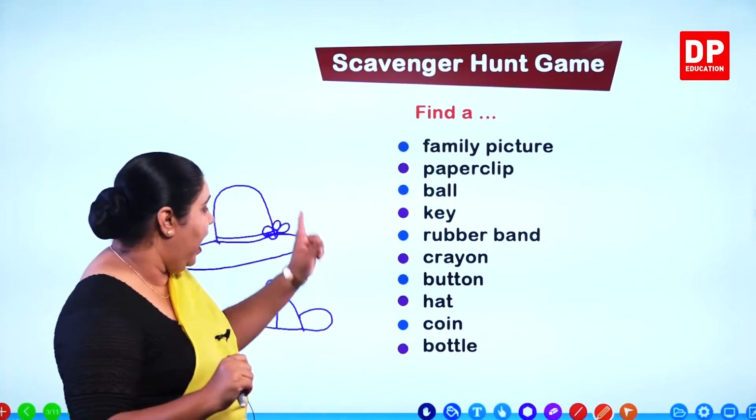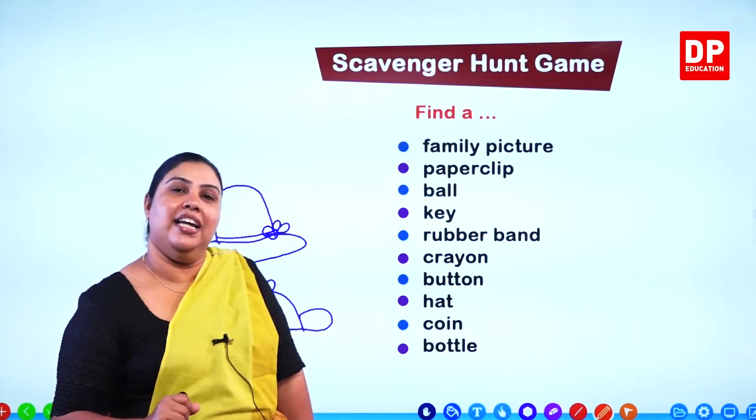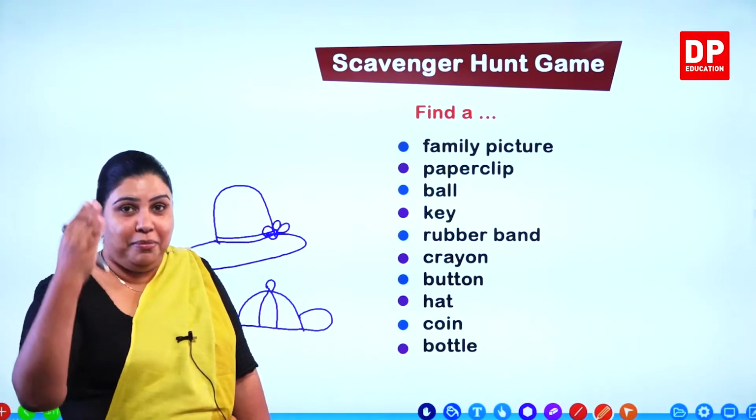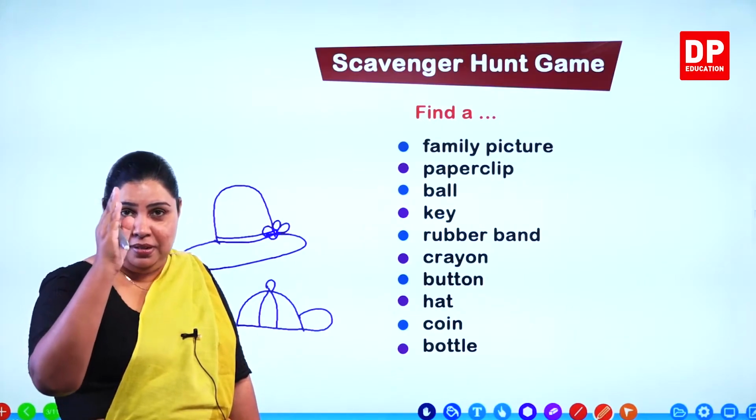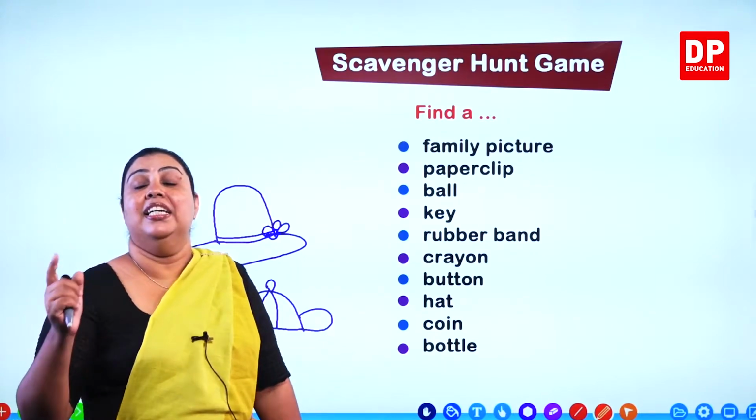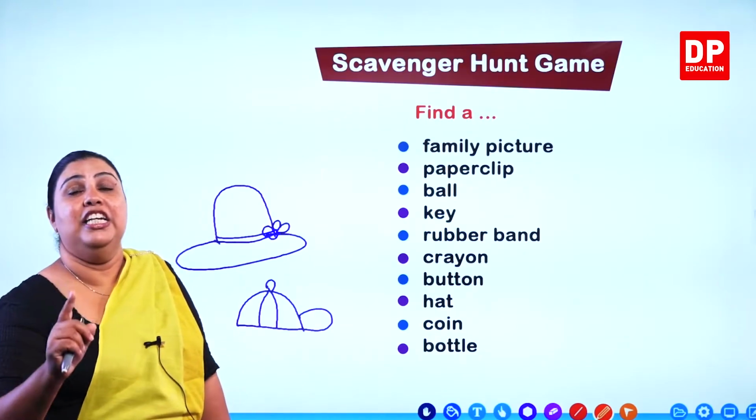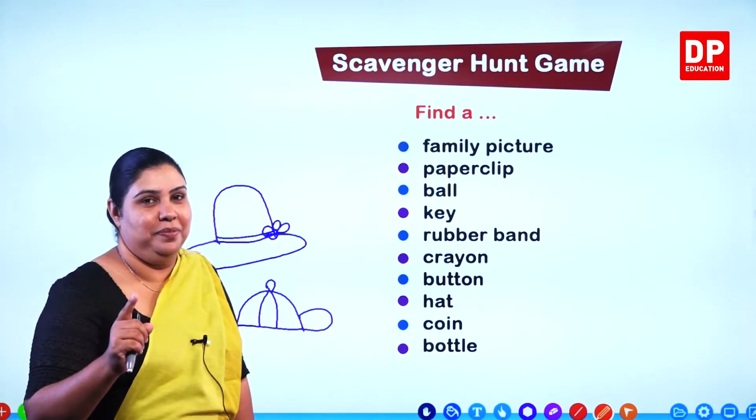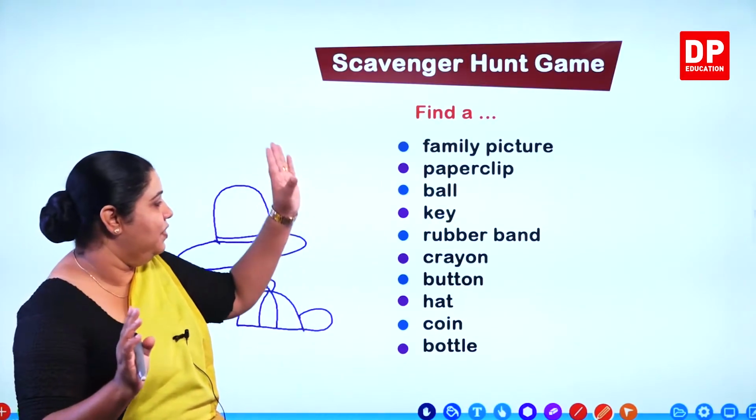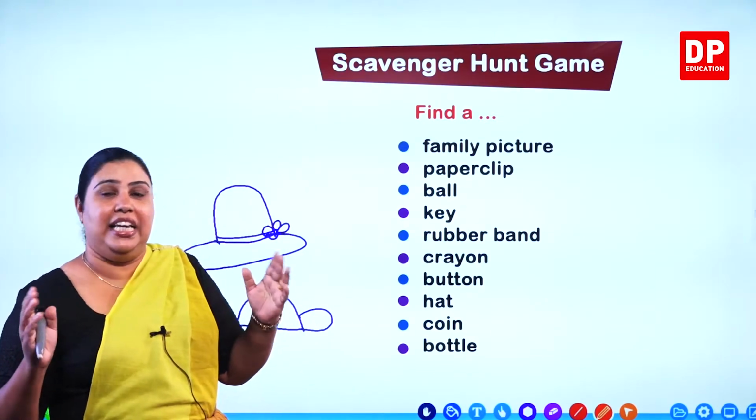Next, find a coin. Find a coin. Coin එකක් කියන්නේ කාසියක් පුතේ. Find a coin. So you can easily make it when you make the list for the scavenger hunt game. You can include find a coin, right? Then at the end, the last one, find a bottle. Find a bottle. මොකද bottle එකක් කියන්නේ බෝතලයක්. You have to go and find a bottle. So this is one of the lists that you can use as a scavenger hunt game list.